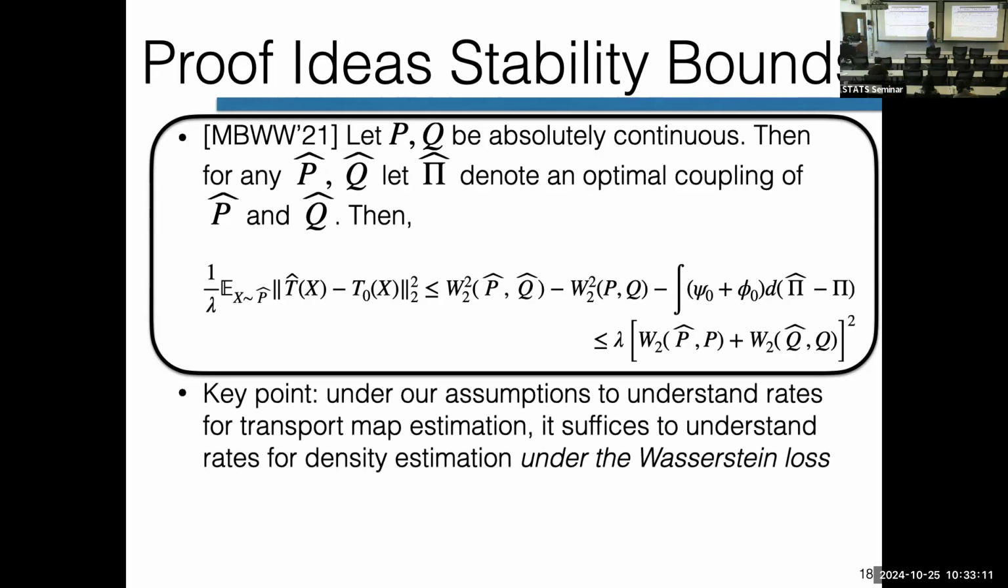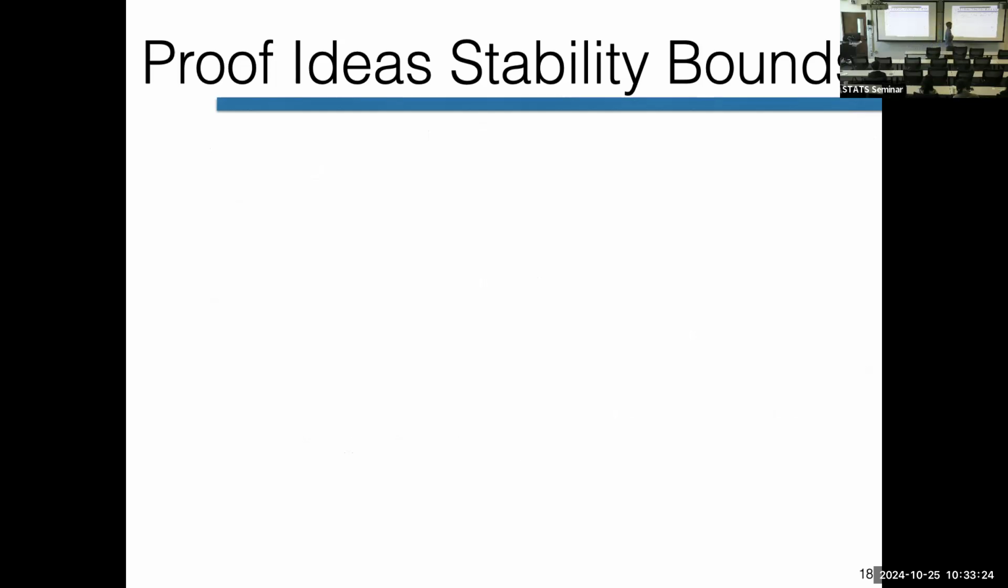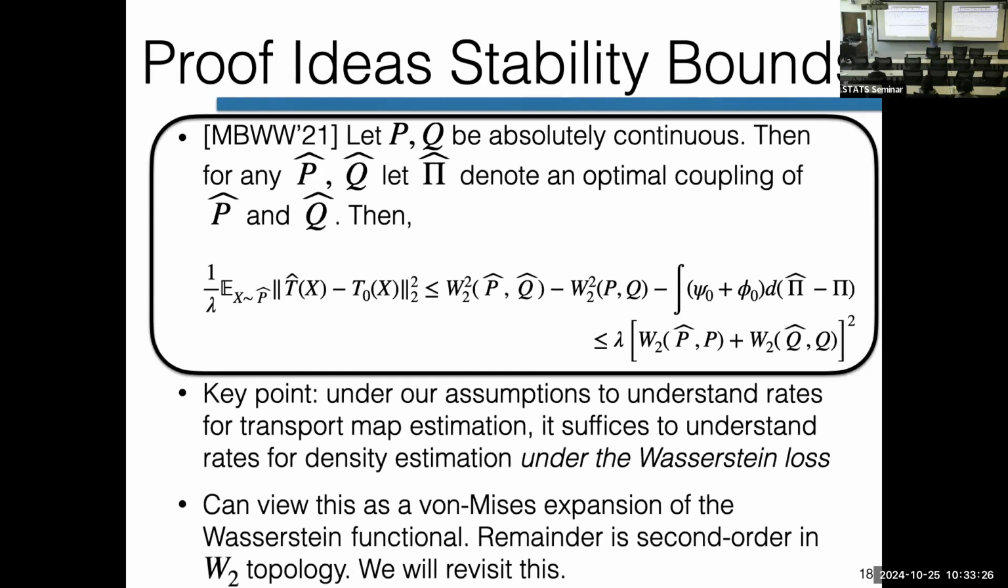This leads us to a different question now. In order to understand these rates that we wanted, what we actually have to understand is how well we can estimate distributions under the Wasserstein law. That seems to be the thing that drives our rates of convergence. So we'll visit this part. It's just saying there's some linearization of the Wasserstein distance under the hood. We'll come back to that.